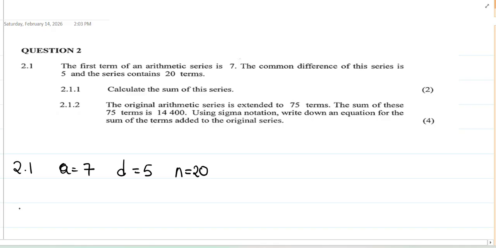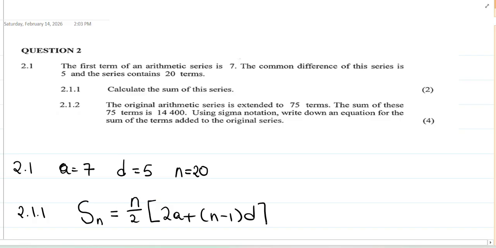Then we can now answer question 2.1.1. Question 2.1.1 says calculate the sum of the series. Now when you talk about the sum, we talk of this Sn, and due to the fact that they told us that this is arithmetic, we know that the sum of arithmetic is given by Sn is equal to n over 2 into 2a plus n minus 1 into d.